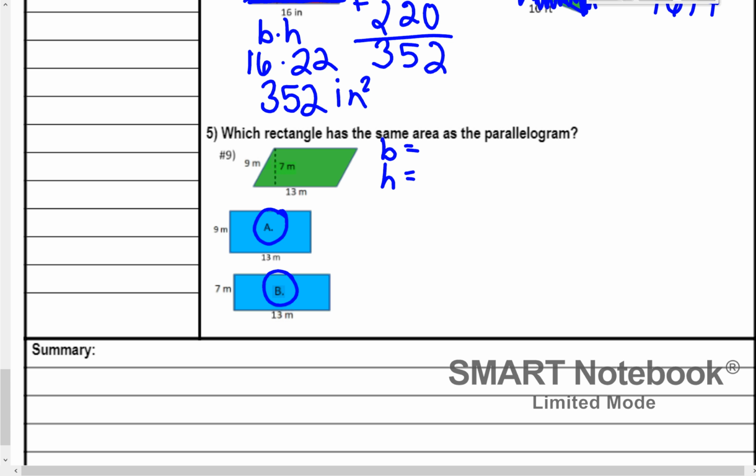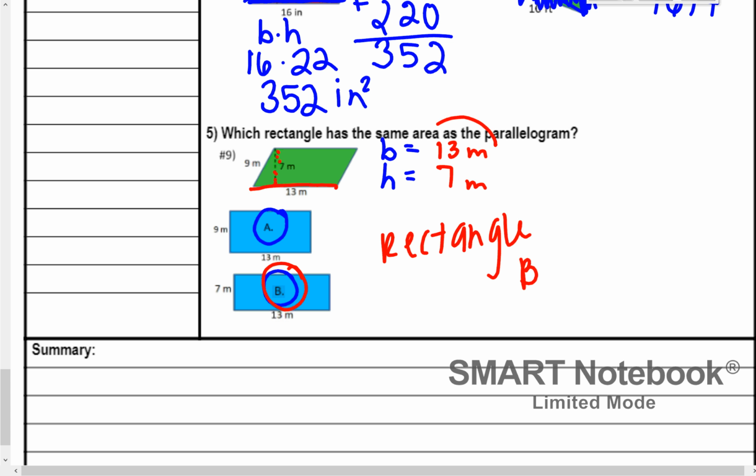Okay, so our base of this parallelogram is 13. Our height going straight up from that base is 7. 13 meters, 7 meters. Which one of these rectangles has a 13 and a 7 being labeled for the length and width? That would be rectangle B. We don't even have to solve it, because 13 times 7 for a parallelogram is going to be the same thing as 7 times 13 over here. So we know that those areas are going to be the same. We don't even have to solve it.